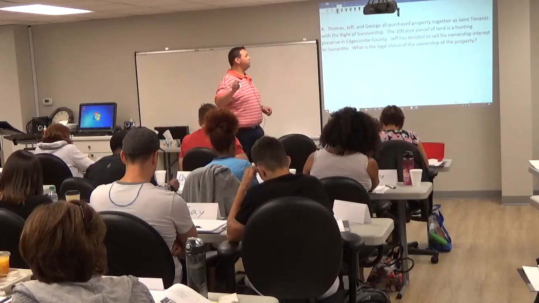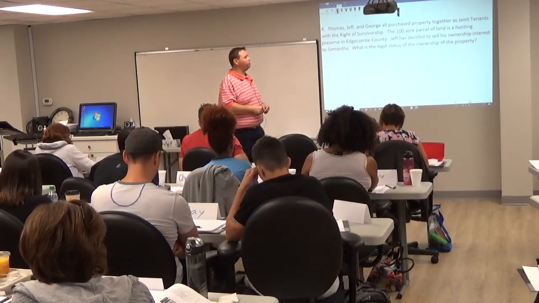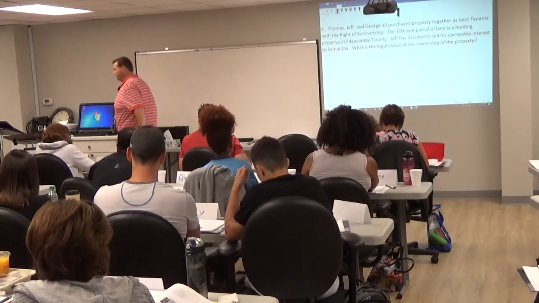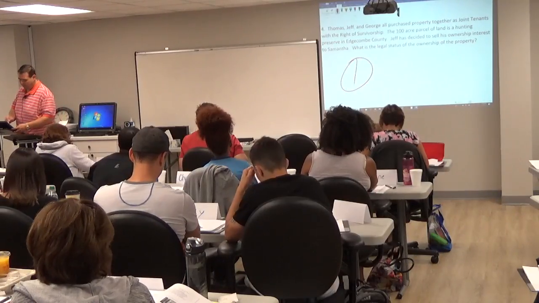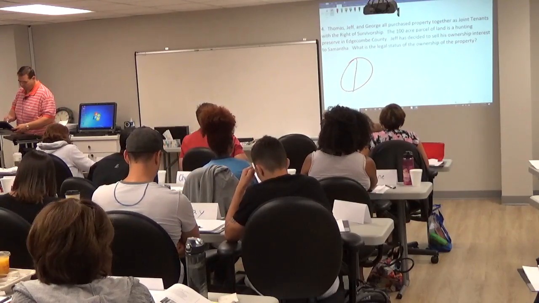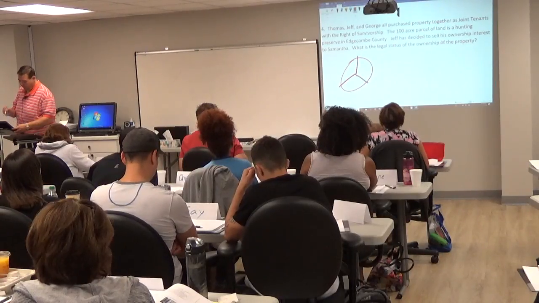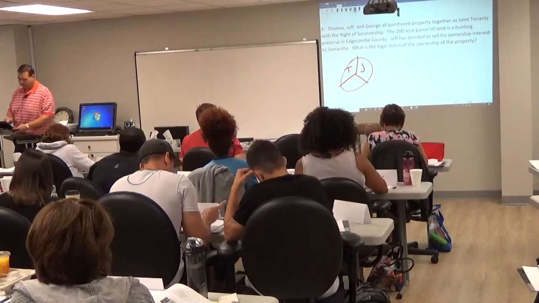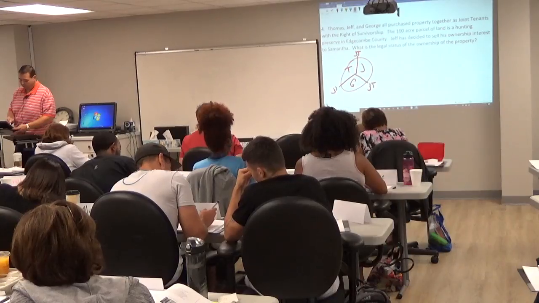So Thomas, Jeff, and George, how many of them? 3 purchased property together as joint tenants with the right of survivorship. So they each own how much? 33.3%, a third, right? Yeah. So we've got something that looks like this, right? And we've got Thomas, Jeff, and George, and they're all joint tenants with each other.